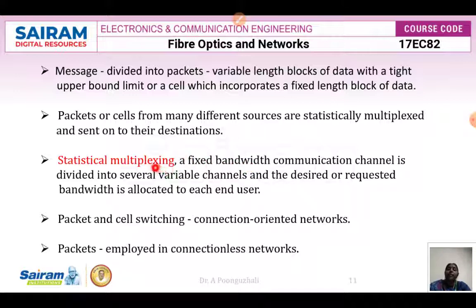By going for statistical multiplexing, you have a fixed bandwidth communication channel. This fixed bandwidth communication channel is divided into several variable channels, and the requested bandwidth is allocated to each user, because each channel consists of different lengths of packet data. According to the bandwidth requested by each channel, that bandwidth will be allocated and then we send the data. That type of multiplexing is called statistical multiplexing.